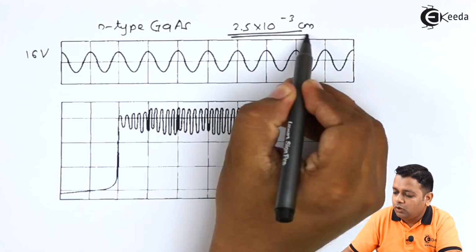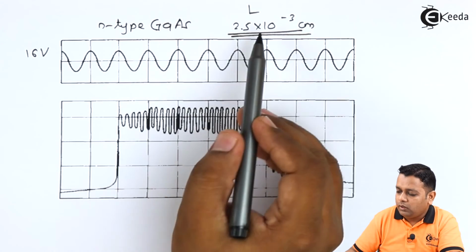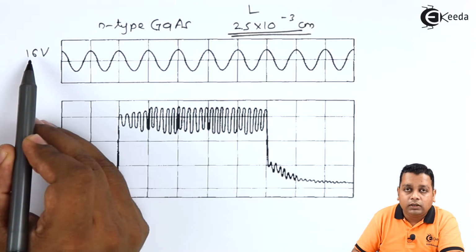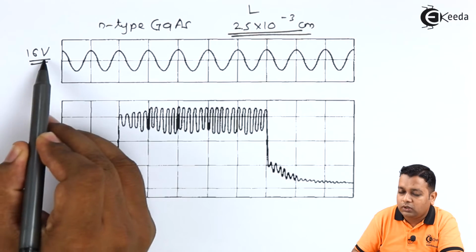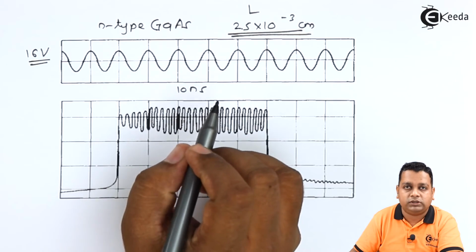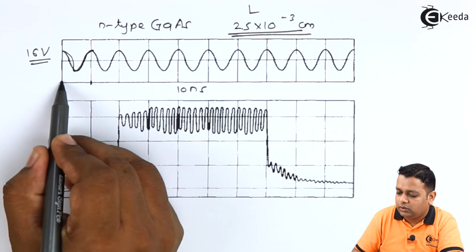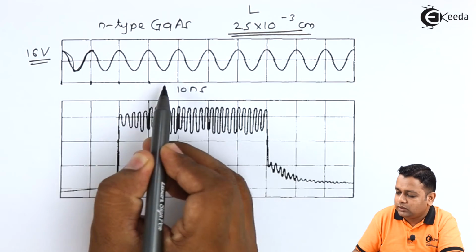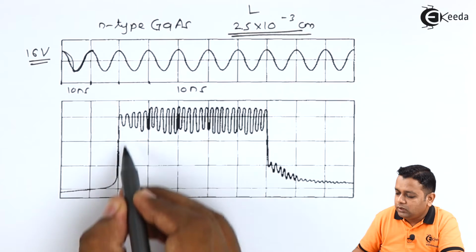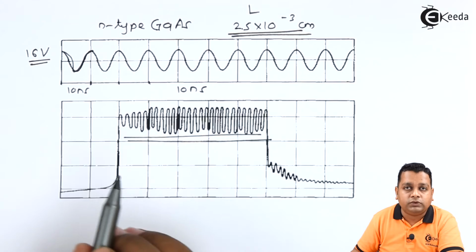So with this much length, let us say the length is denoted by capital L, for this specimen of N-type gallium arsenide, 16 volts was provided to the device along with 10 nanoseconds of duration. In this wave, one cycle is completed at this marking, this is another, and this is another. So this much is 10 nanoseconds, and in that case such oscillation was observed. This is the diagram explaining the oscillation observed in the current.